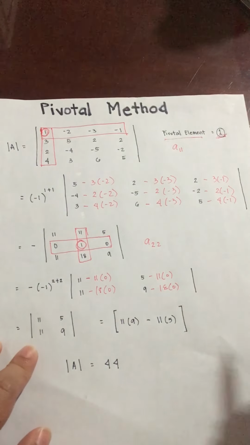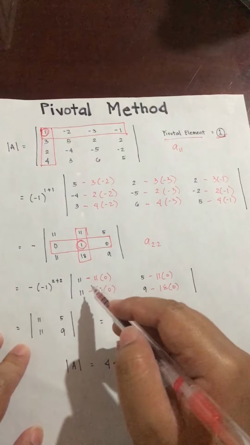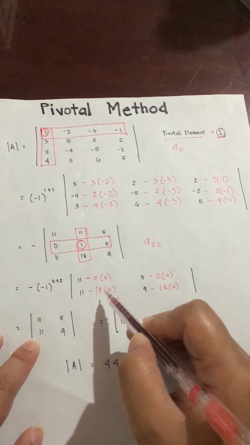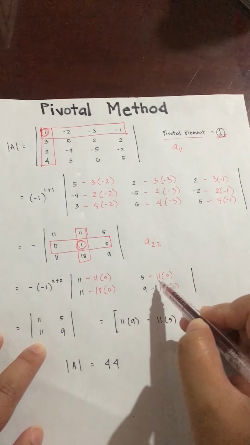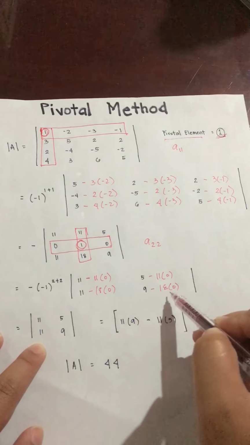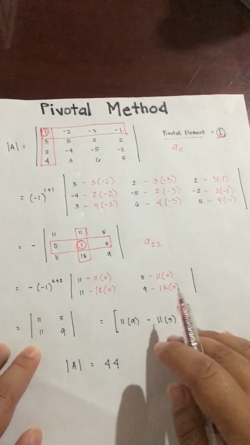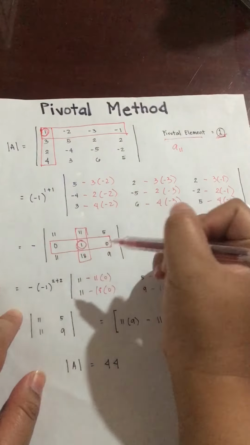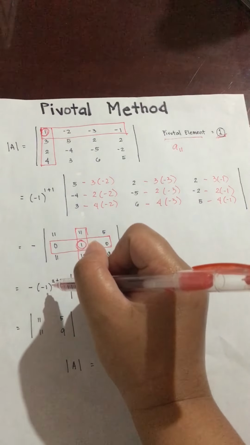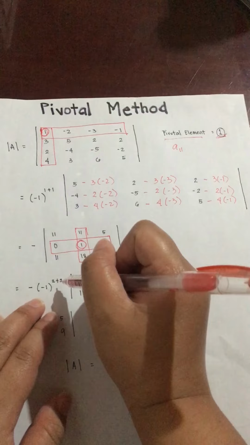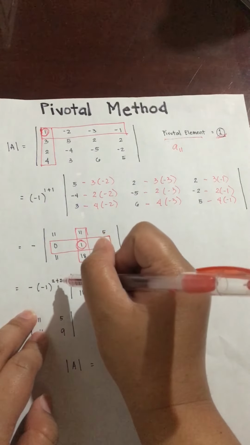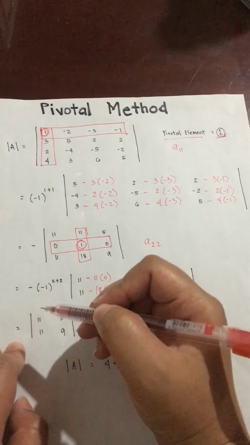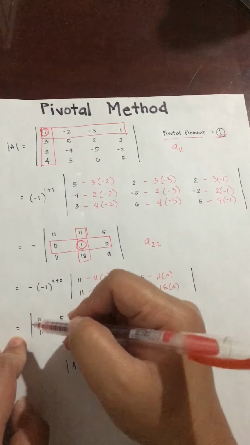Now we will proceed. So, this will be 11 minus 11 times 0 is 11. 11 minus 18 times 0 is 11. 5 minus 11 times 0 is 5. 9 minus 18 times 0 is 9. Oh, as you can see, there are no negative signs. Kasi, negative 1 raised to 4 is positive. So, negative times positive is positive. So, I will no longer write 1 again.